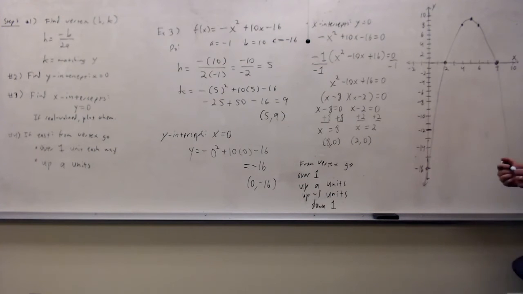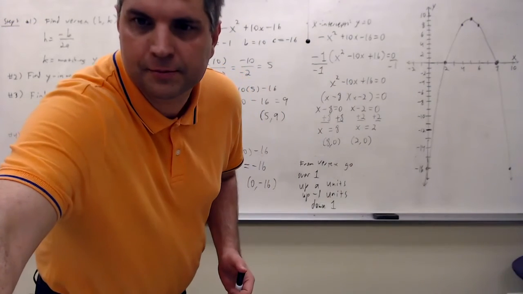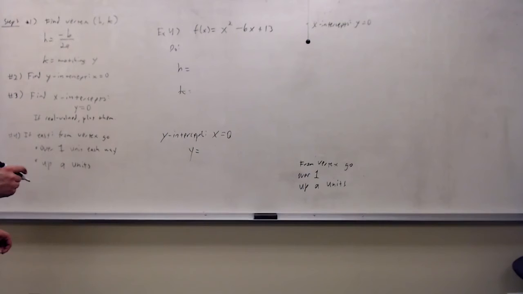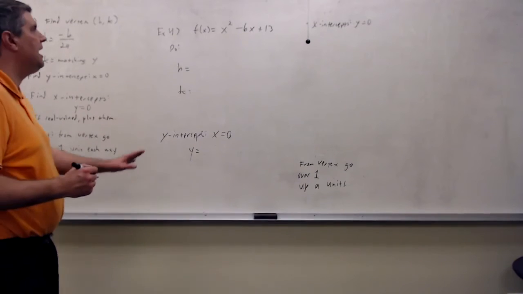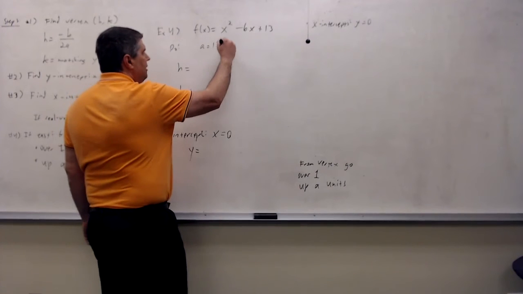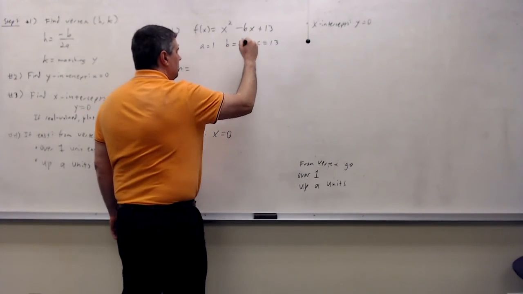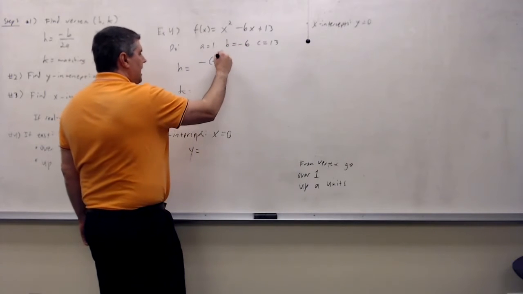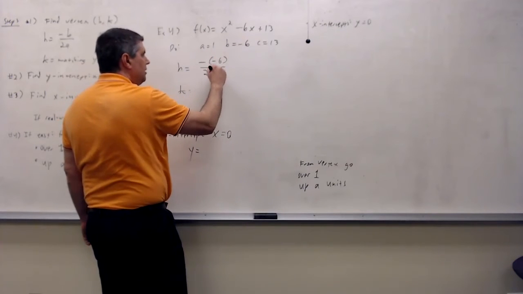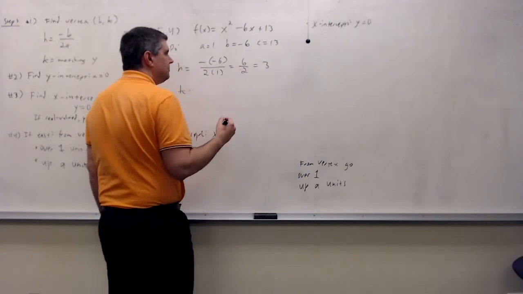That's it. I'm done with that sketch. All right, here's another one. f(x) is x squared minus 6x plus 13. So a is 1, b is -6, and c is 13. So h equals -6 over 2 times 1, which gives me 6 over 2, which is 3.